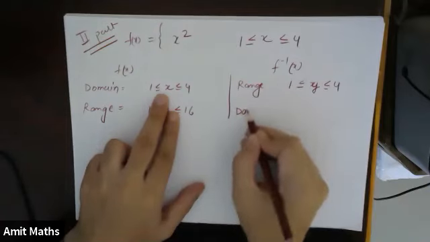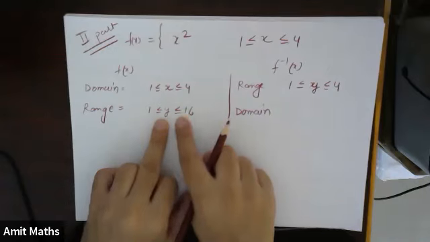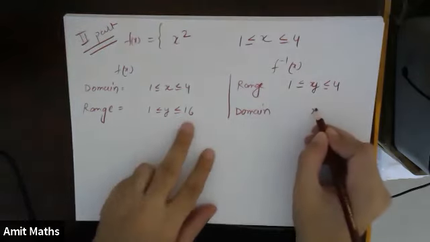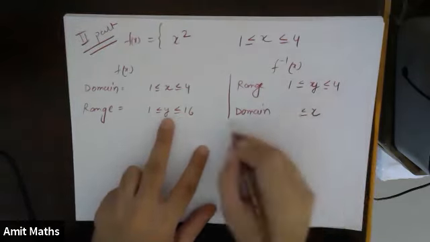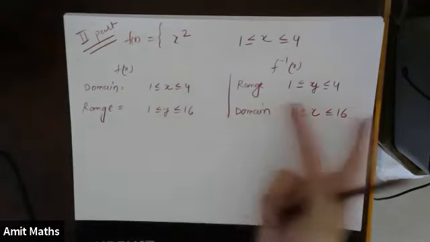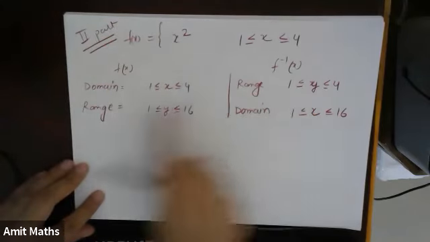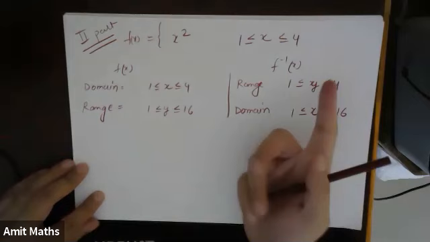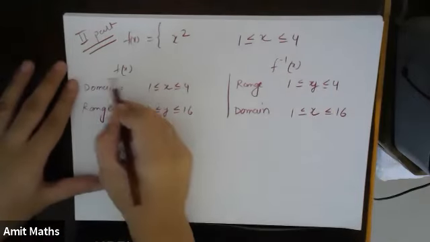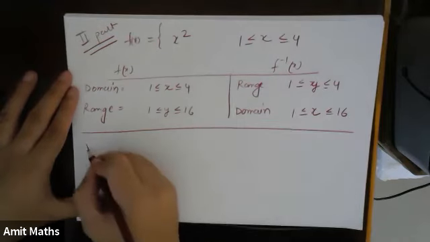And what will be the domain? The domain will become the opposite of this, meaning the range becomes the domain. So this will become x greater than or equal to 1 and less than or equal to 60. Okay, so we get the opposite. The domain will become the range, and the range will become the domain for the inverse function. Understood? Fine. So this is for the second part. Similarly, we can find it for the third part also.